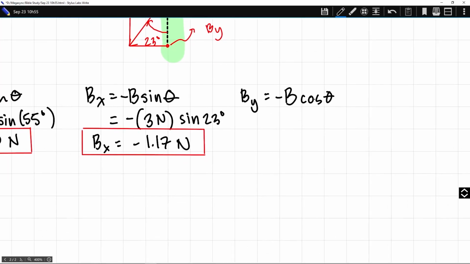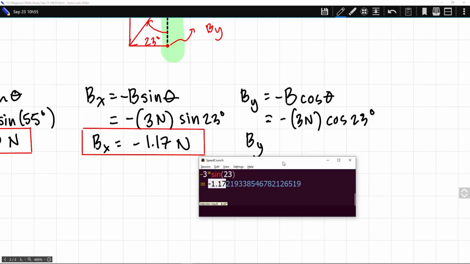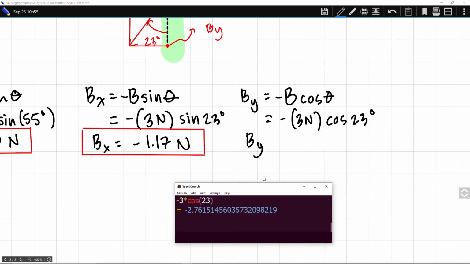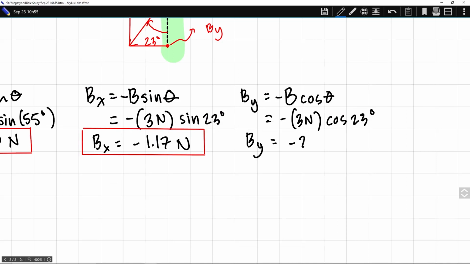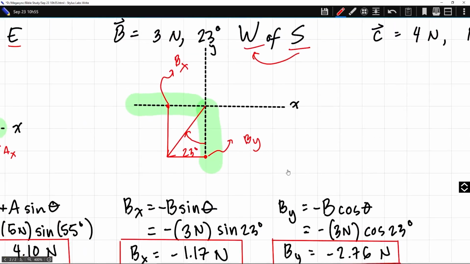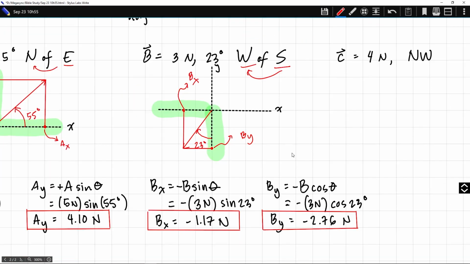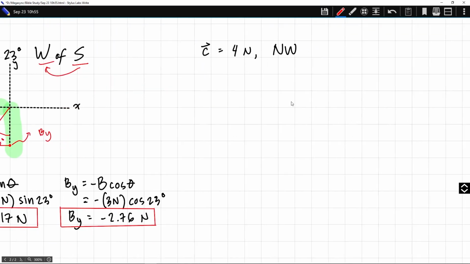Okay, so let's substitute. Using our calculator, we got a value of negative 2.76. So negative 2.76 will take the unit of our magnitude, Newton. So this is the y component of vector B. Okay, so let's do the same for vector C.